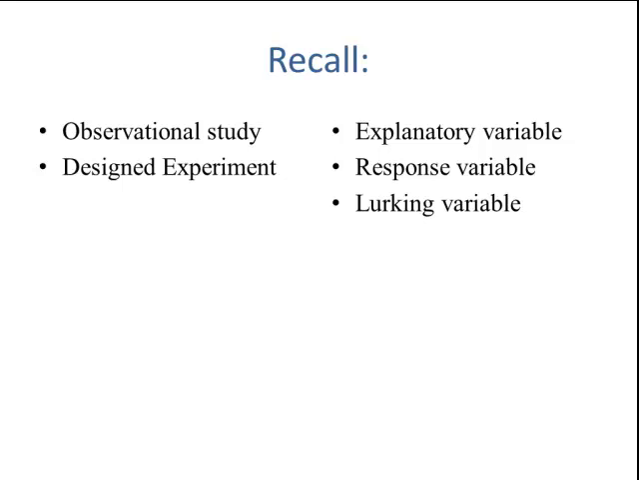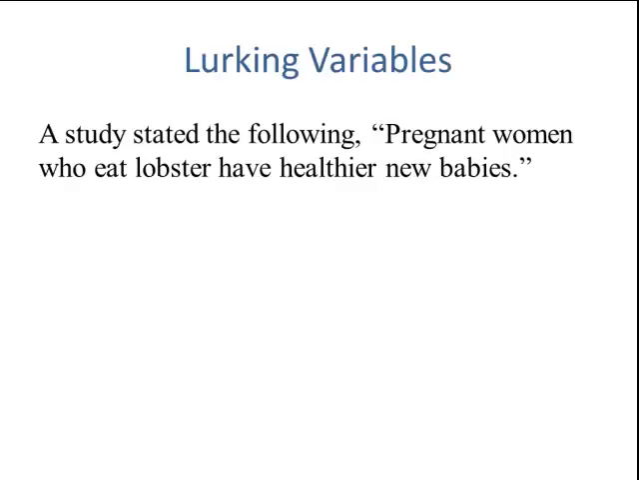Observational studies, the researchers just observe. Design experiments, there is a control group and a treatment group. The treatment group, the explanatory variable is changed and the response variable is recorded. And we talked about three variables: the explanatory variable, the input, the x variable. The response variable is like the output or the y variable, and the lurking variable is a variable that can affect both. So it can sort of cloud the relationship between the explanatory and the response. Let's look at some examples involving lurking variables.